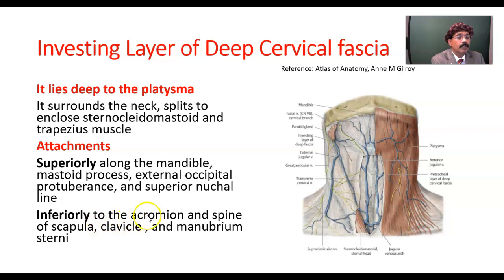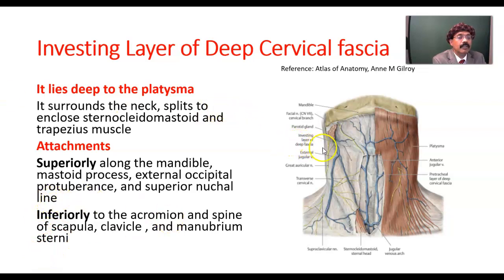Okay, inferiorly to the acromion process of the scapula, to the spine of the scapula, to the clavicle, and to the manubrium sterni here. Okay, here is the clavicle. Then if we go laterally, we'll get to the acromion process. If we go posteriorly, we'll go to the spine of the scapula. This is the attachment of the deep cervical fascia.